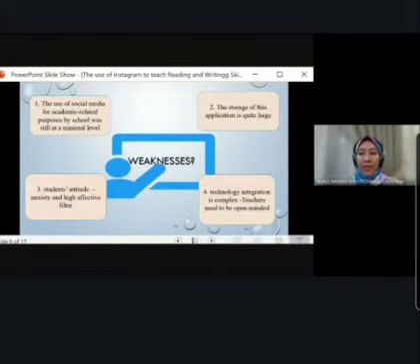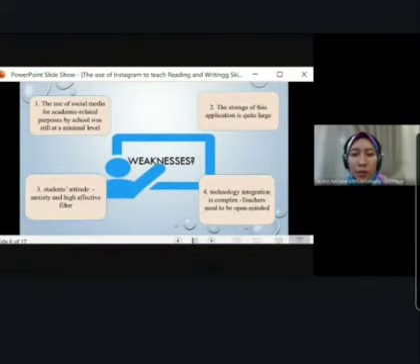Although this method has many advantages, it also has weaknesses. Number one, several studies show that the actual use of social media for academic-related purposes by school was still at a minimum level. It might be because of the poor internet connection in school, so the students cannot use it, and not only students but also the teachers.